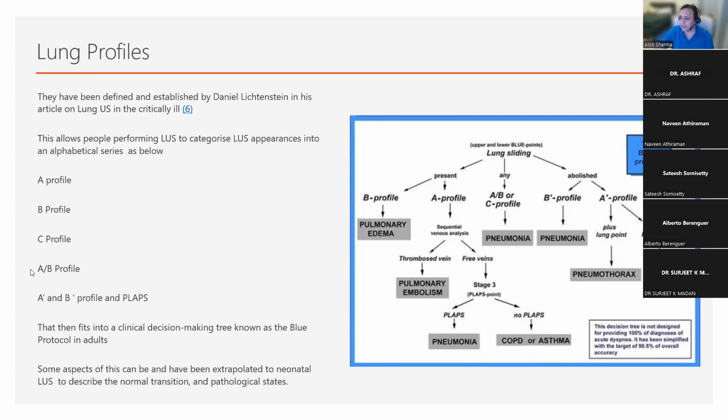And in adults only, Daniel Lichtenstein has described what is called an AB profile, which means that one lung has an A profile and the other lung has a B profile. He links that to pneumonia. We do not use this terminology in neonates because there are very few clinical situations in which we'd normally describe it. For all practical purposes, if you have an A profile but with no sliding, that's called an A-minus profile. Similarly, if you have a B profile with no sliding, that's called a B-minus profile. Essentially, an A-minus profile is a pneumothorax, and a B-minus profile could be significant atelectasis of the lung. And we're going to talk about all these profiles.